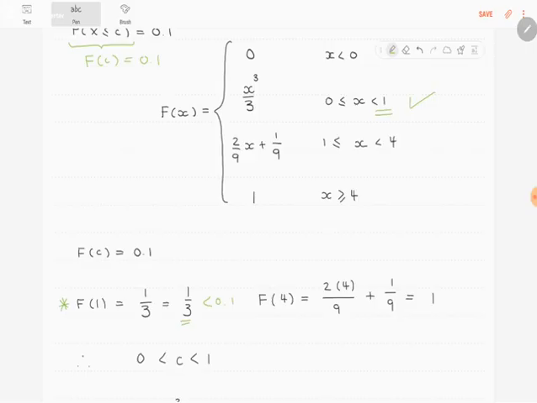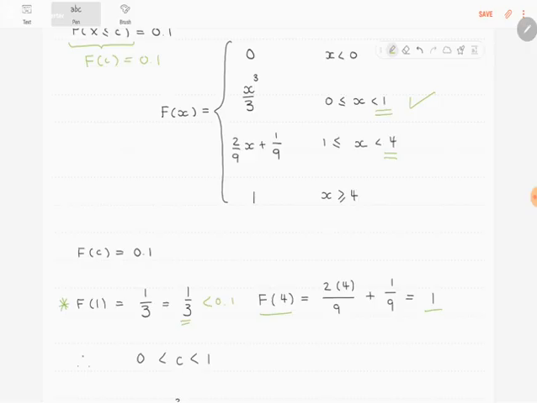Just for completeness' sake, suppose I'd actually asked you to find the 75th percentile. You'd find that, okay, obviously 1 over 3 is much smaller than 0.75, so it's got to be in the other region. So just to see what happens, if I put F(4), taking the upper bound as well, this is equal to 1, understandably, because the CDF is always going to be continuous if the random variable is continuous.